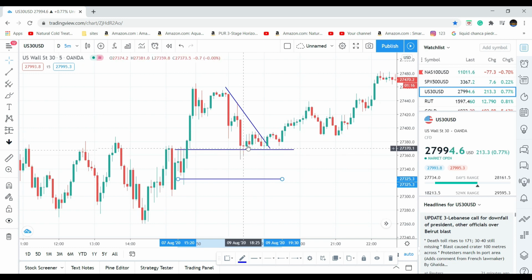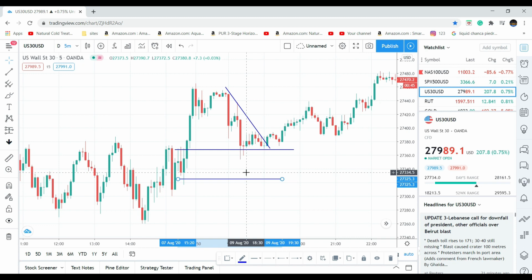Or maybe you say, you know what, it looks like we have a double bottom right here. Maybe I get in right here at the double bottom. So that's one way you can actually get in, anticipating that breakout. Before price breaks that trend line, you're basically saying, listen, I can get in before the breakout and let me ride that wave. So that's one way.